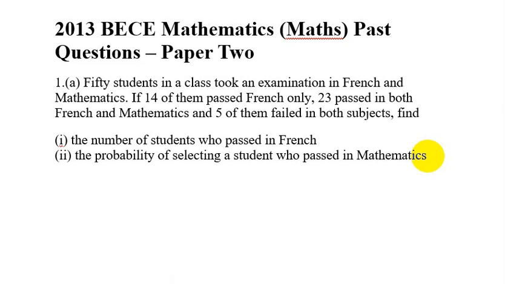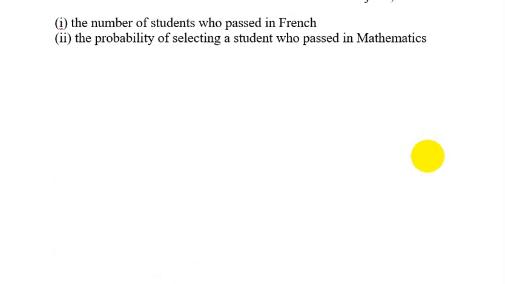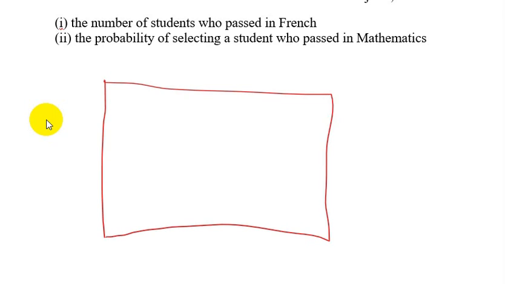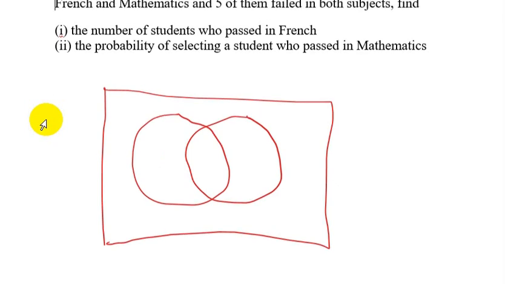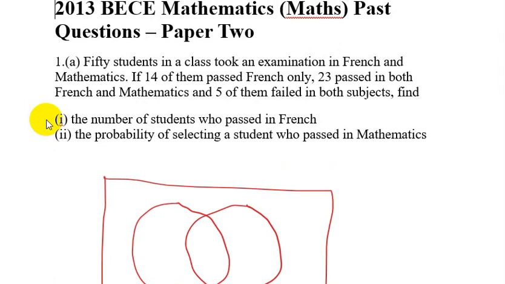Let's give ourselves some space over here. So we'll draw our diagram. Then we go ahead to indicate the number of students, that is 50. So the universal set is 50. One side will be French and the other side will be math. Then we are told that 14 of them passed French only. So French only is this side, right? So we will have our 14 here. Then it said 23 passed in both French and math. So that one will be here, 23.